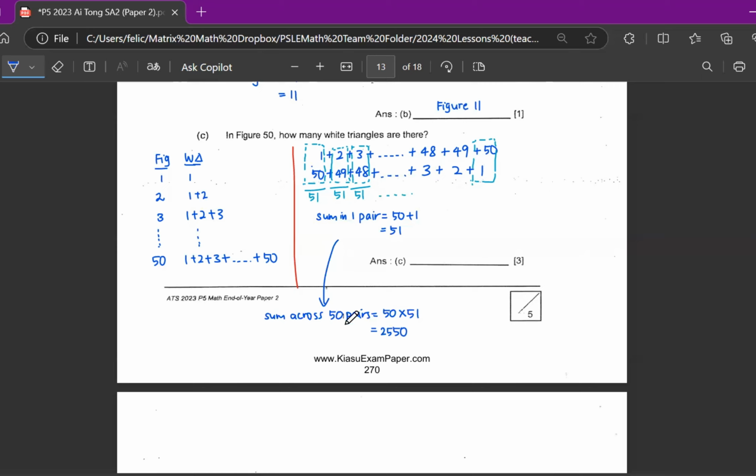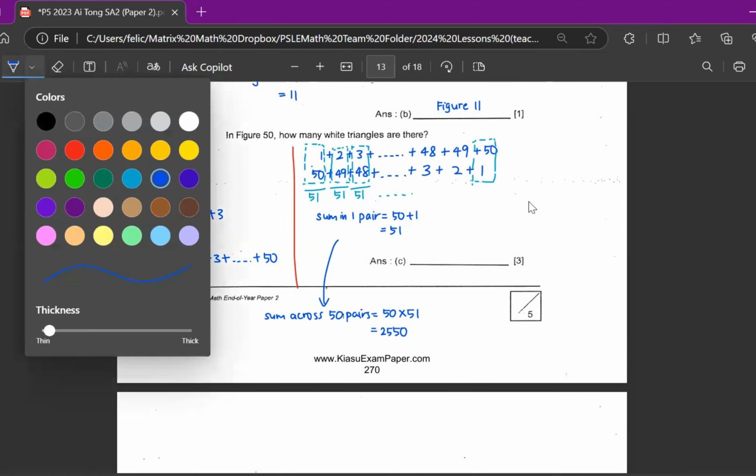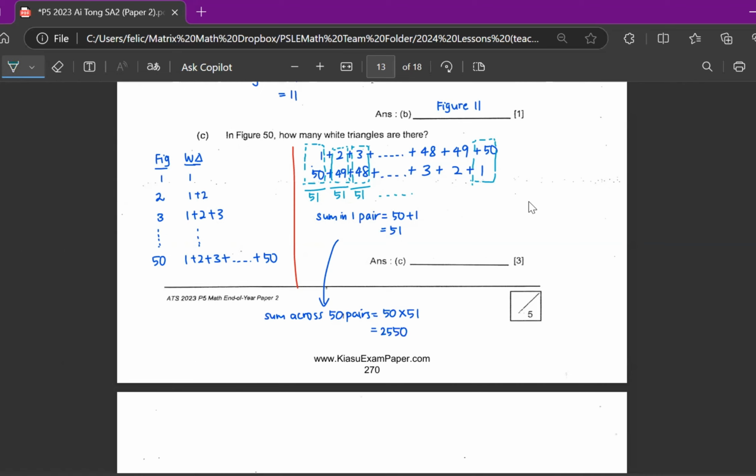Now we call this sum across two series. So this 50 pairs is also known as two series, because this thing is one series. Bottom reverse one is the second series. So there are two series throughout. So when you sum up 50 pairs of numbers, you're actually finding the sum of everything here. That also means the sum across both horizontal series. Okay, so this is also known as the sum across two series. So let's just put a bracket there.